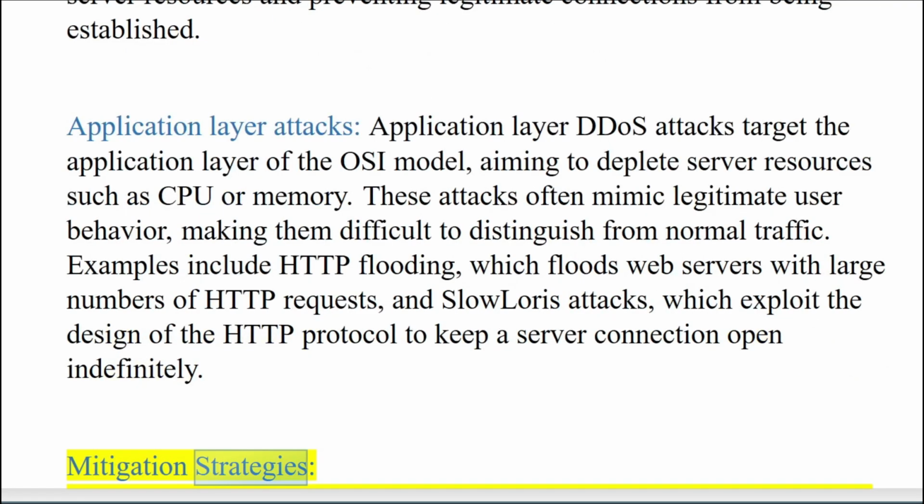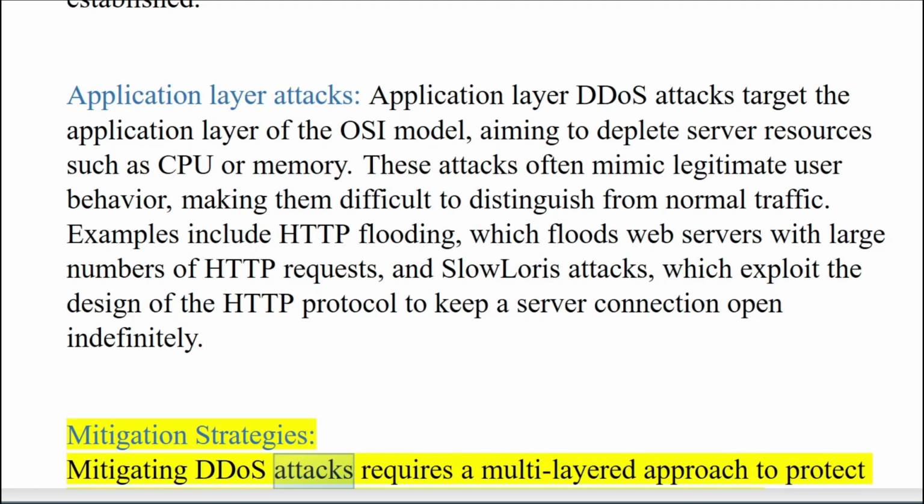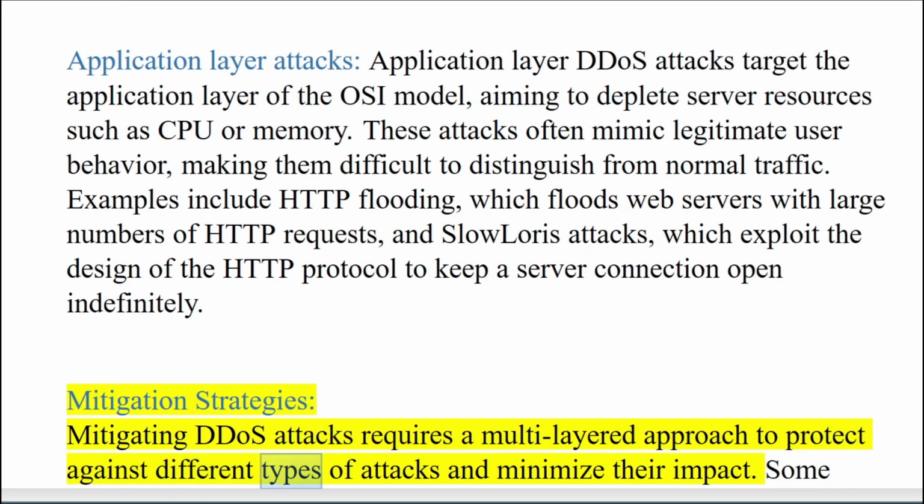Mitigation strategies. Mitigating DDoS attacks requires a multi-layered approach to protect against different types of attacks and minimize their impact.